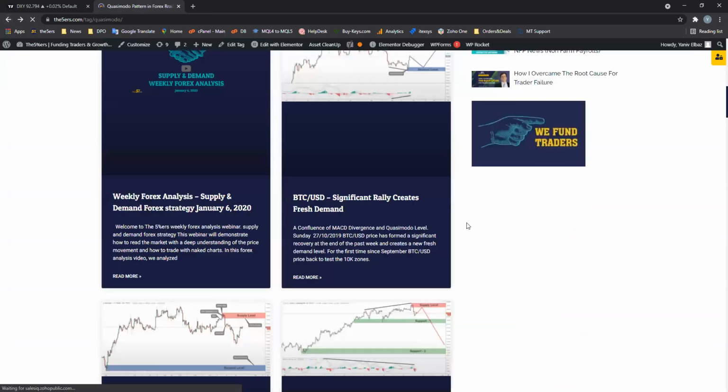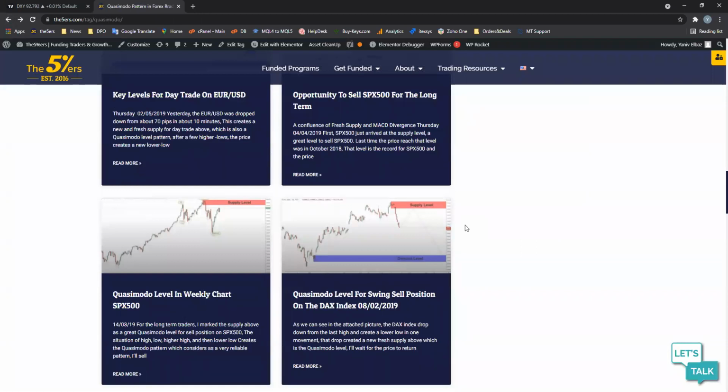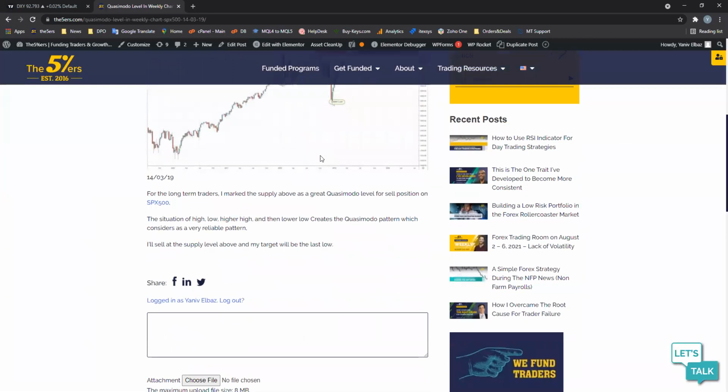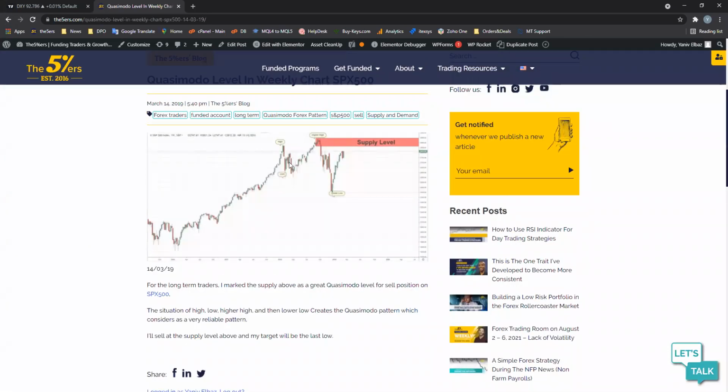Let's see, a more classic example. So you see here that we have a higher high, sort of a breakout, and then the price is going down, forming a lower low, okay? But this lower low didn't hold for long, and the price went back up towards the supply level.